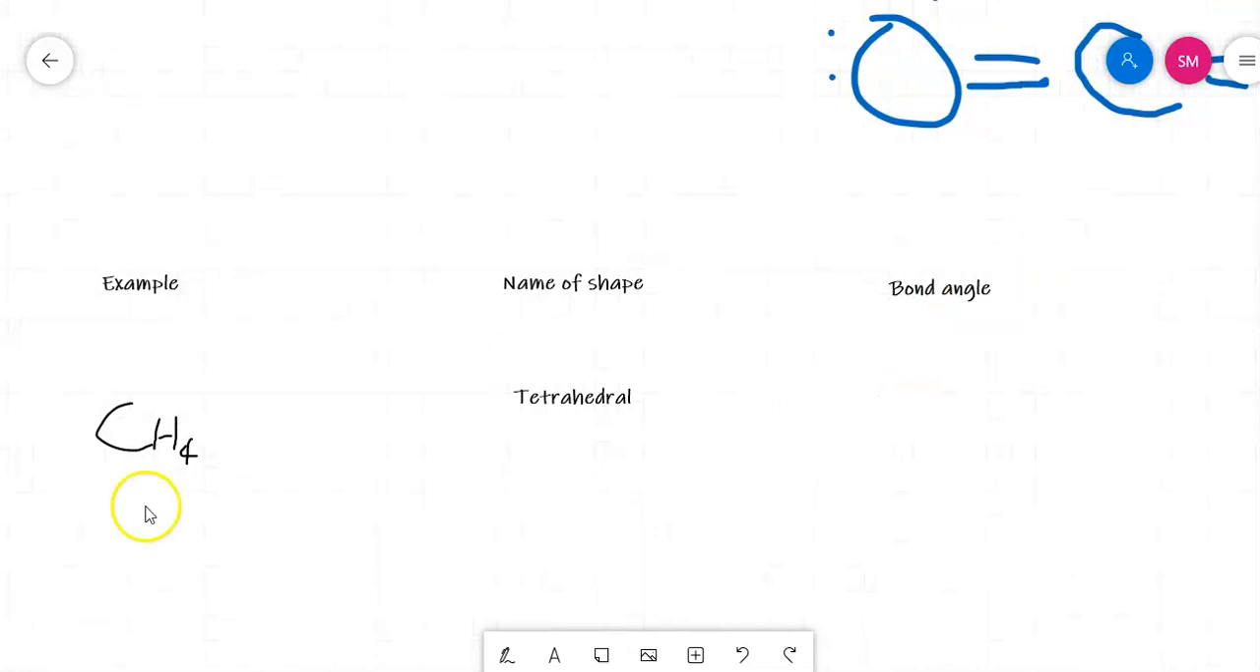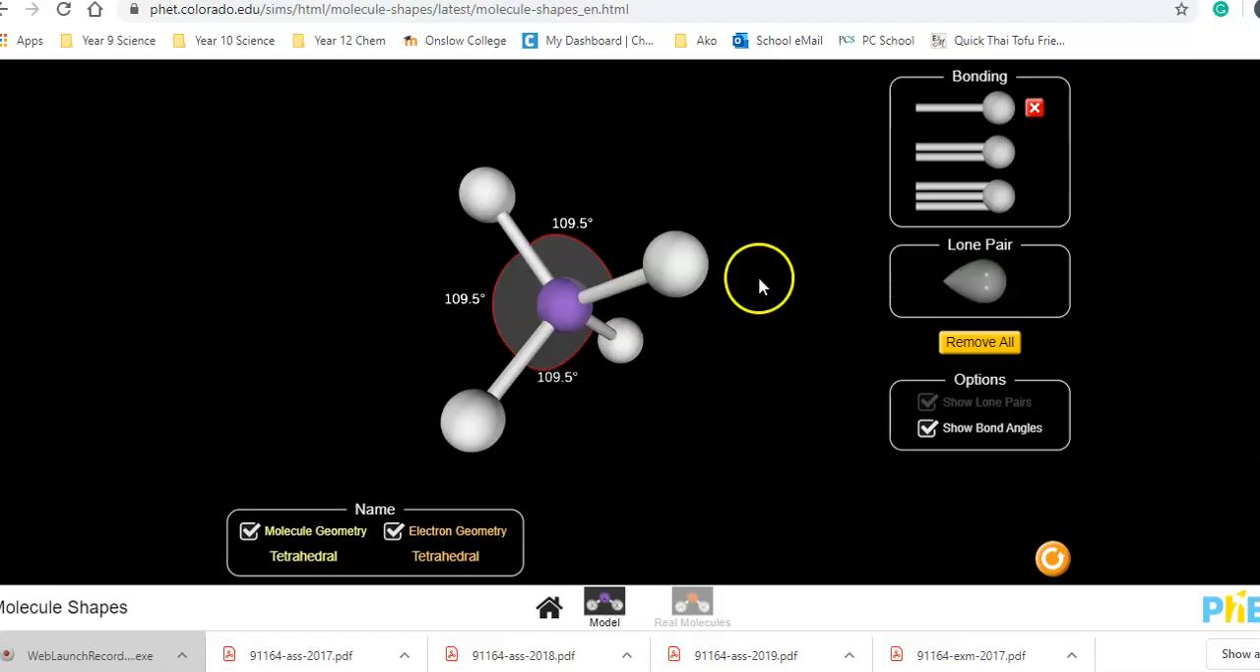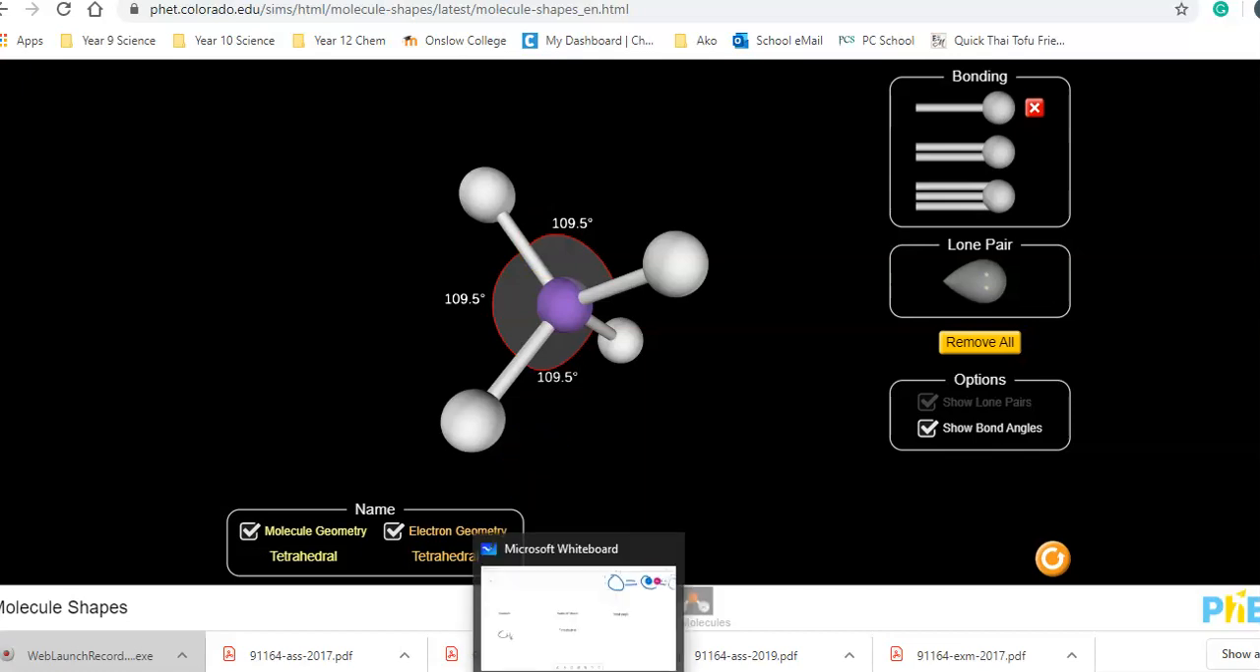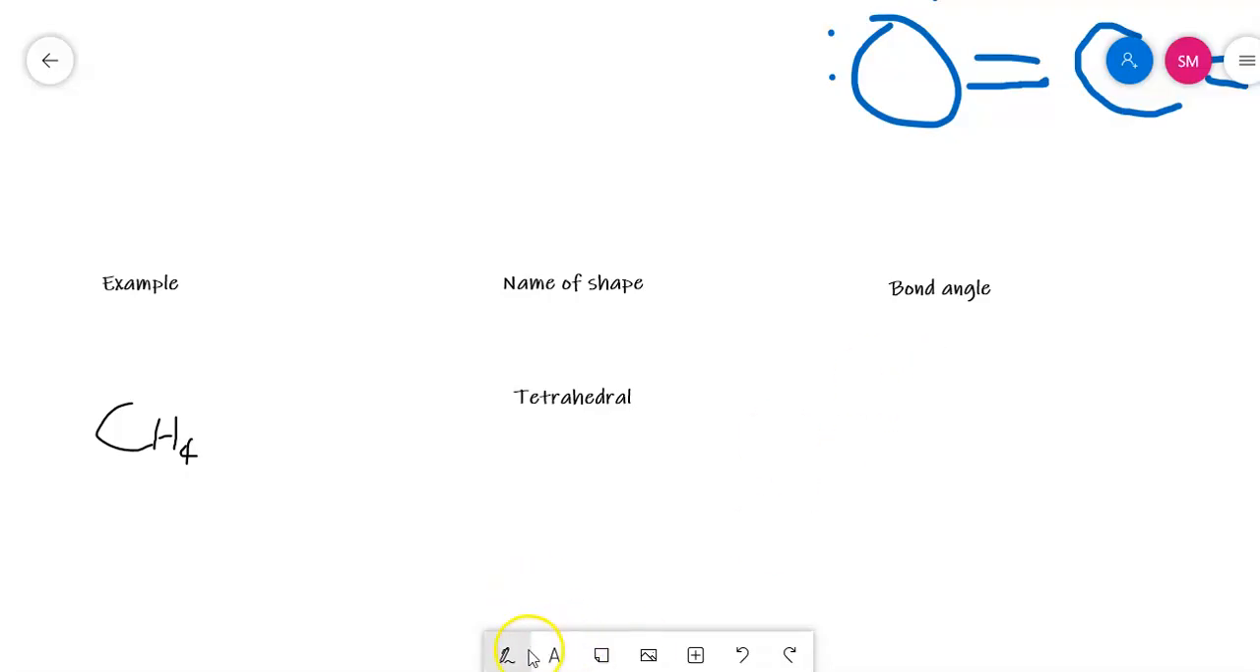The angle for this molecule we can see is 109.5 degrees. What we need to write there is just 109 degrees. That's fine for our level 2 chemistry. So we'd go 109 degrees. Do I have a degrees sign? I'm not sure. We'll just say 109.